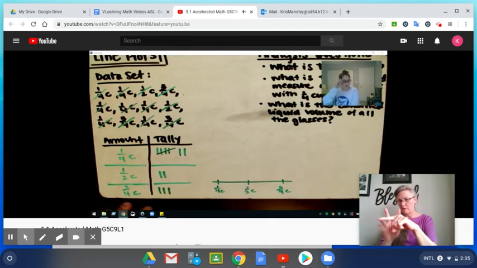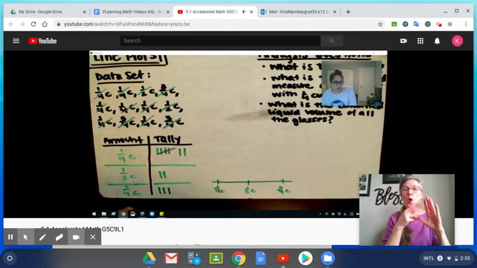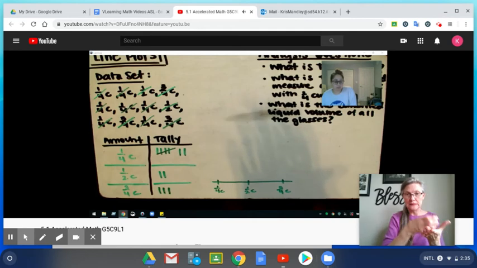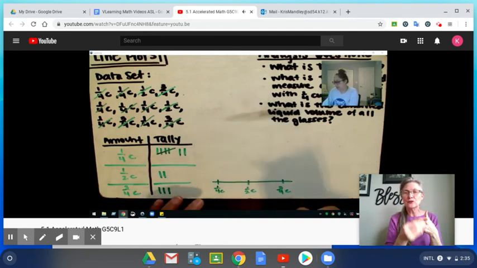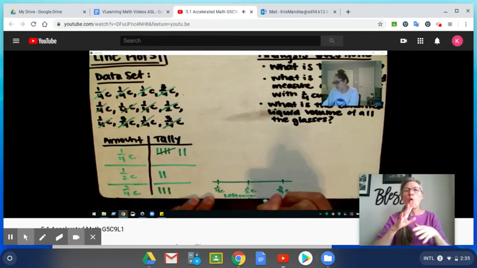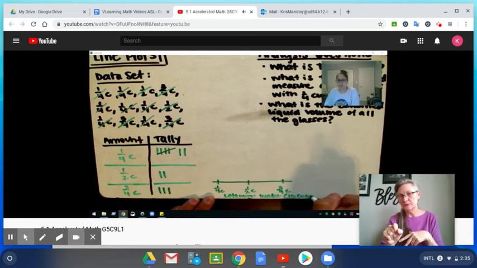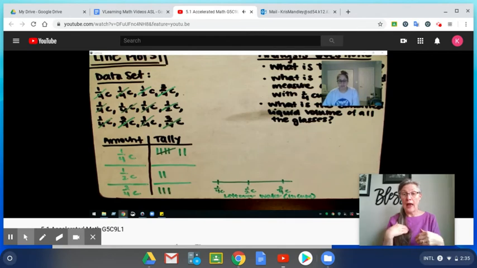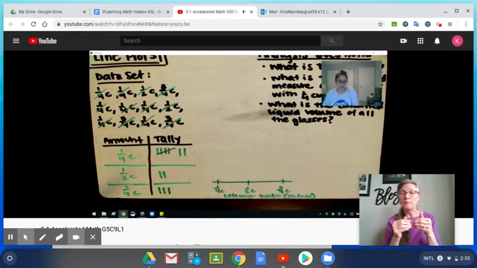Now I also need to make sure I title this line plot, and I will title it water left over, because that's what I'm measuring, right? Water left over in glasses, and I'm measuring it in cups. So left over water, and then I'll put my units in cups. So now I've got my title of my line plot. I've got my scale marked very clearly, and now I'm going to actually put my tallies on here, my marks, right? So I know for 1/4 of a cup, I've got 7.